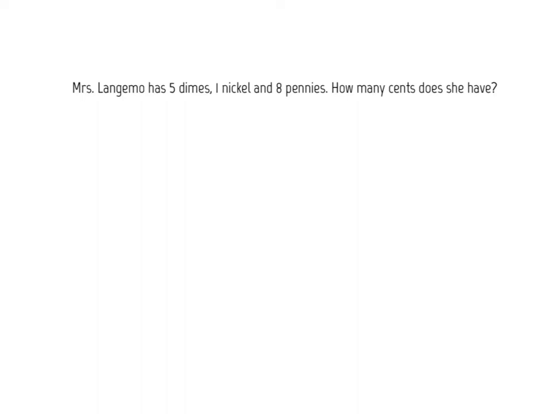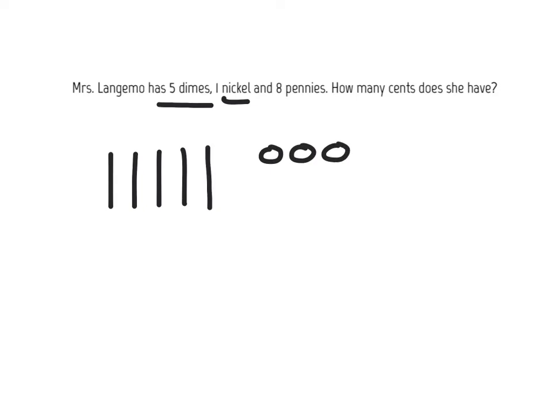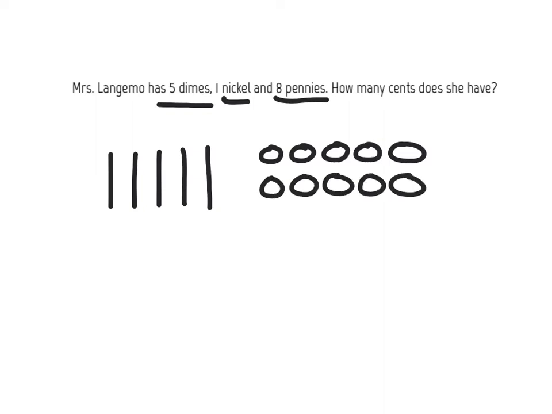All right, Mrs. Langamo has 5 dimes, 1 nickel, and 8 pennies. How many cents does she have? Let's start with our 5 dimes. That is 5 tens. 1, 2, 3, 4, 5. 1 nickel. That is 1 group of 5. And 8 pennies. 1, 2, 3, 4, 5, 6, 7, 8.